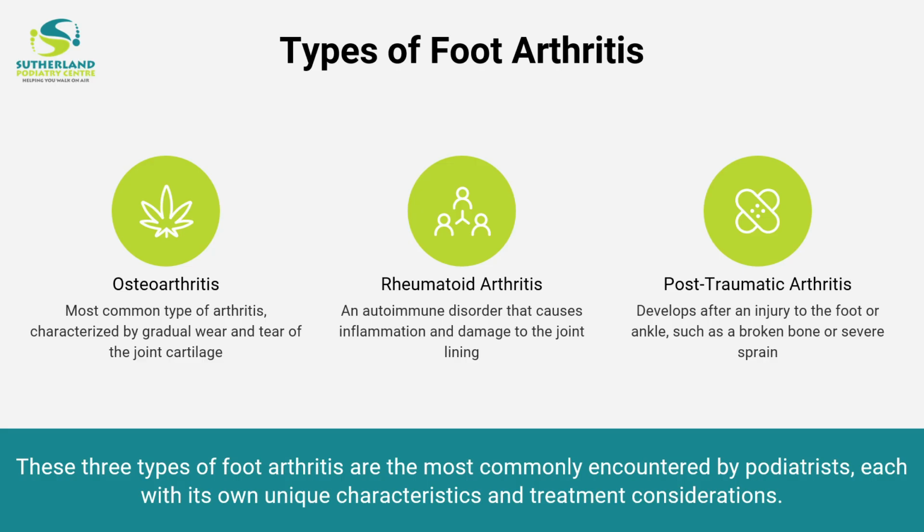Types of arthritis. Osteoarthritis is probably the most common type of arthritis, and that's just gradual wear and tear of the joint cartilage over a long period of time. Rheumatoid arthritis is an autoimmune condition, and this causes inflammation and damage to the lining of our joints, and often this affects many of our joints like our feet, our ankles, our fingers, and our elbows. Now, post-traumatic arthritis is a rare one, but it also happens to people that develop injuries to the foot or ankles, such as broken bones or severe sprains.